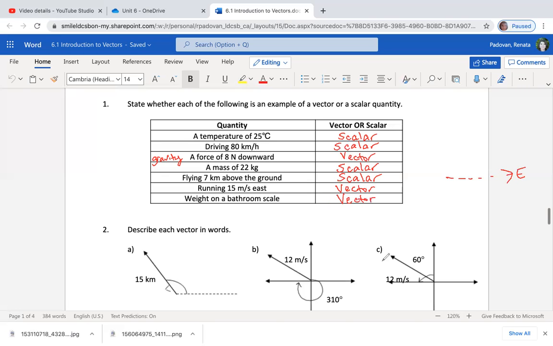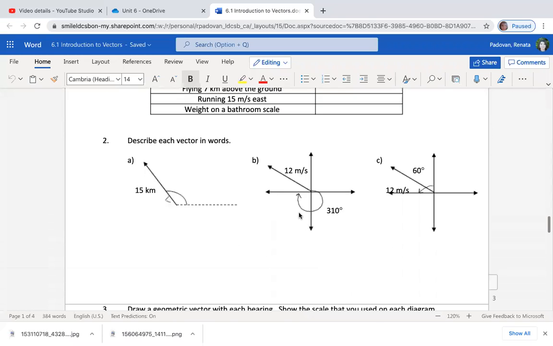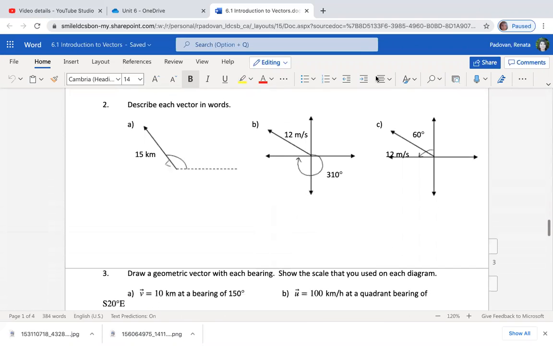Okay, so now we've practiced basically the first page. Now we're going to start the first page here with number 2, describing each vector in words. On the first page was number 1 in words, and then we're going to move on and again practice drawing these vectors afterwards. So describe each vector in words.